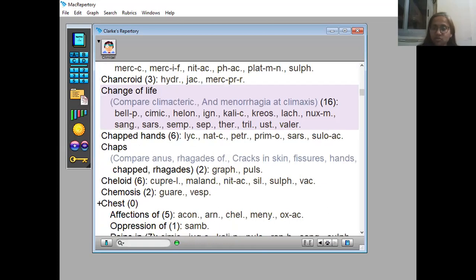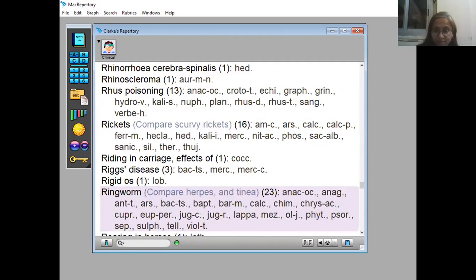Look at this rubric. Such a nice rubric. Change of life. So whenever there is a big change in life, like climaxes, menarche, or pregnancy or delivery or any big change, you can think about these 16 remedies which are given in Clark's repertory. Ringworm, 23 remedies. This is a great book where you can retrospectively also learn about remedies which are listed in that clinical condition. You just go back to the materia medica and learn those remedies, and it will give you a good insight about how they are used in a particular disease.